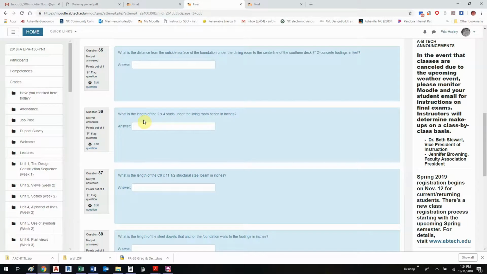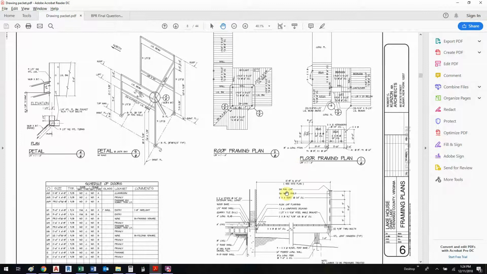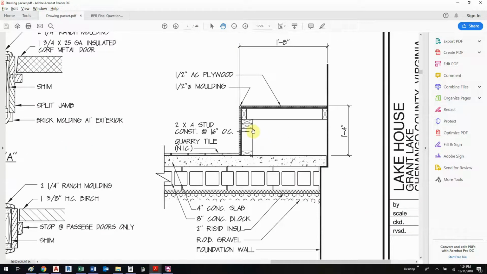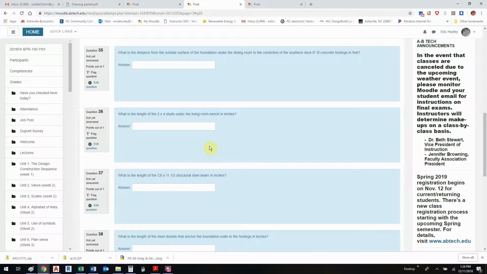36. What is the length of the 2x4s under the living room bench in inches? Let's find that detail here. We're talking about the height of this stud right here. I need to know the height of that stud. You've been given a job that you need to cut those. They're 16 inches on center. How long is that stud going to be cut?